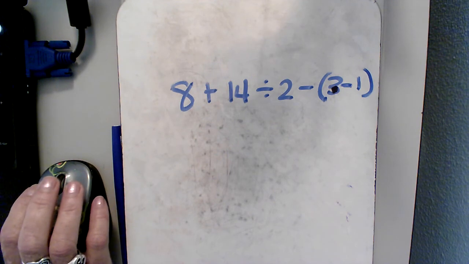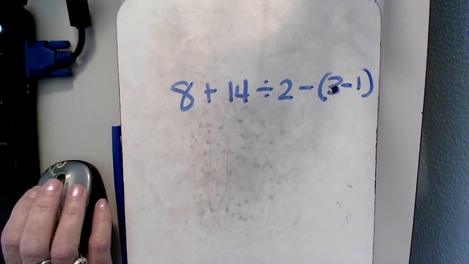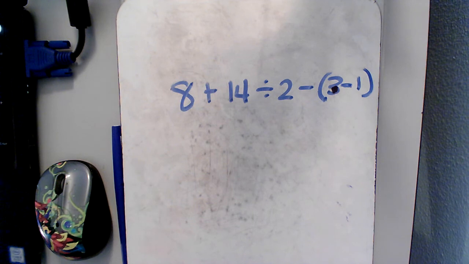All right, so we're going to do a little bit of guided practice. This is the equation that we're going to start out with: 8 plus 14 divided by 2 minus (3 minus 1).